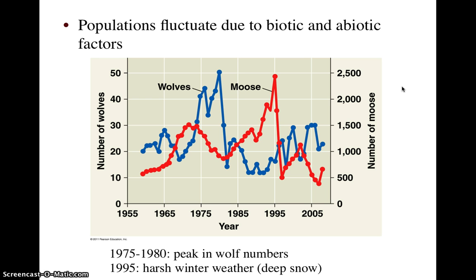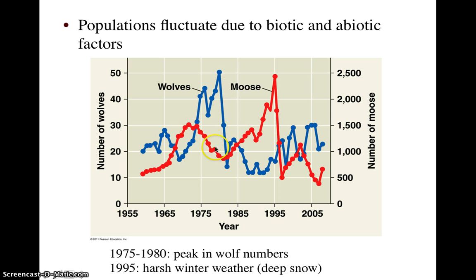Okay, this is talking about how populations fluctuate because of biotic and abiotic factors. Biotic means something that has to do with life. Abiotic, something that doesn't have to do with life. Okay, as you can see, the blue curve is the wolf population. The red one is the moose population, and you can see that when the wolf population increased, what happened to the red one? The red one decreased.